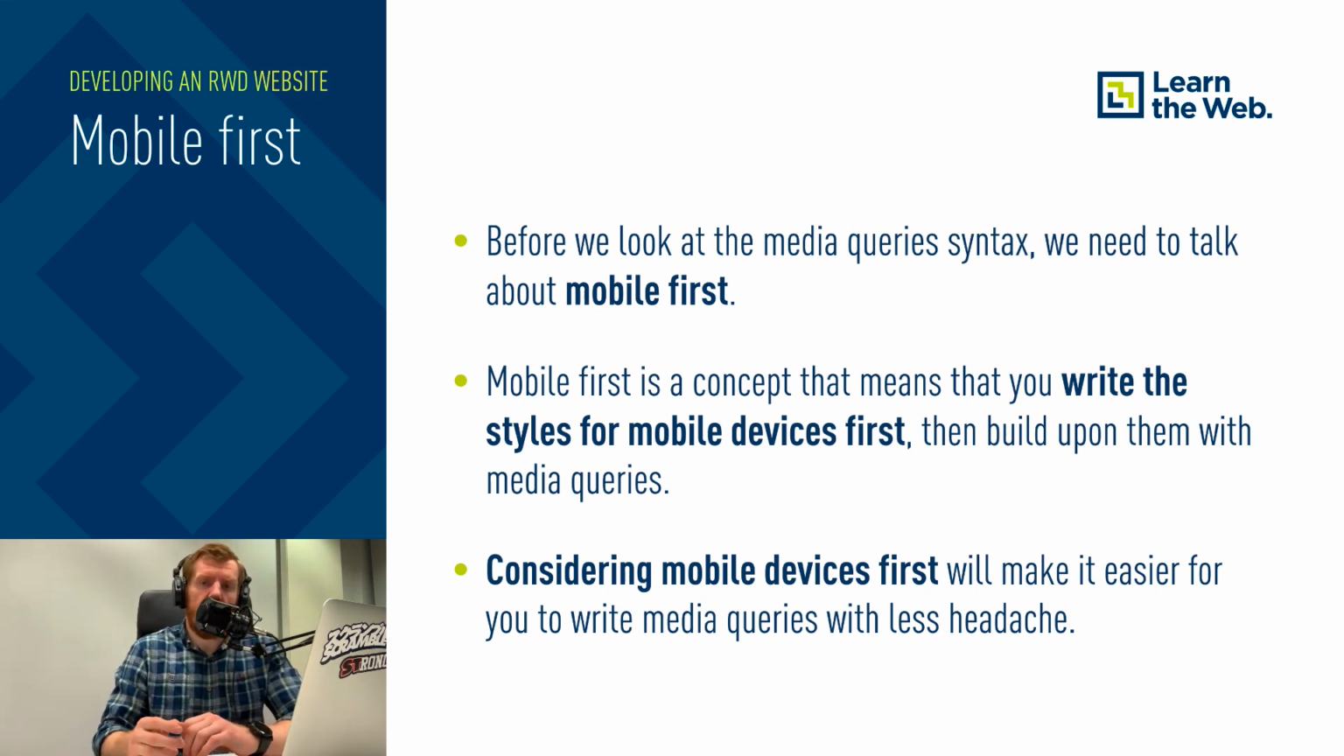It's a concept that means that your basic styles inside your design should be for the mobile, for the thinnest screen, the default screen, and then you build upon those sizes by using media queries as you go along in your design. Considering your mobile devices first makes it a little bit easier to write your media queries and gives you less of a headache as you move along to other stuff.